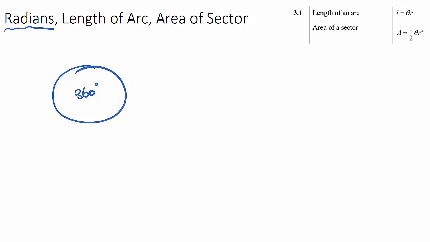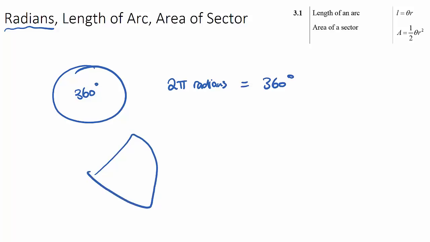And in a circle, there are 2 pi radians, and this is the same as 360 degrees. So this is just 2 different ways of measuring an angle. Now radians are actually a lot older than degrees, and they actually make a lot more sense when we use sectors of circles. So not a full circle, maybe some sort of sector, and we want to find the arc length and the area of this sector. So let's do a few examples.